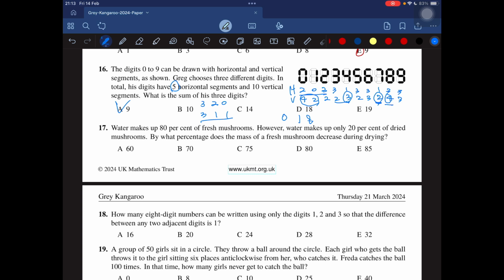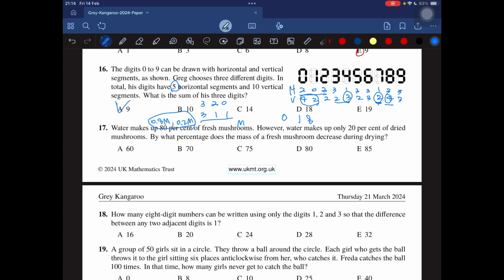Number 17. Water makes up 80% of fresh mushroom. So 20% was just other materials. So let's call the mass of fresh mushroom M. Then 0.8 was water, and 0.2 was this other one.